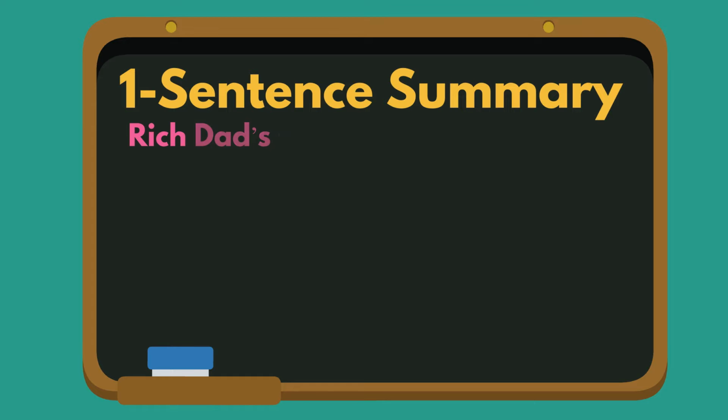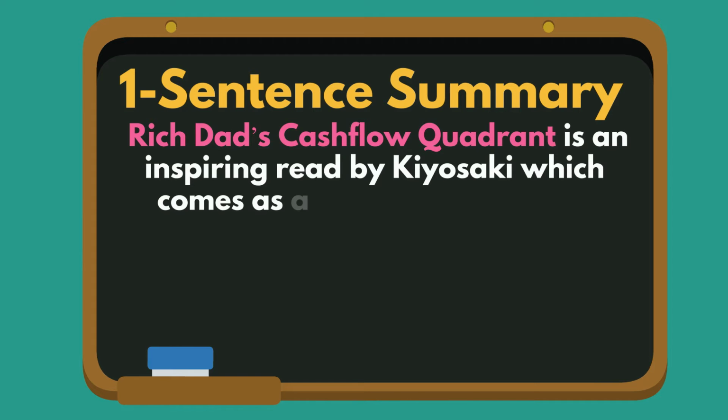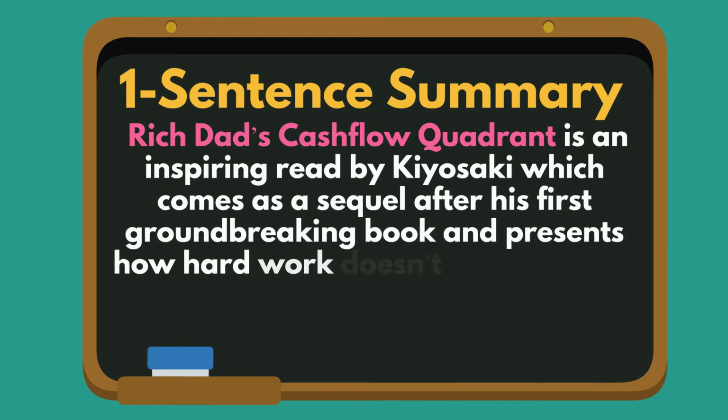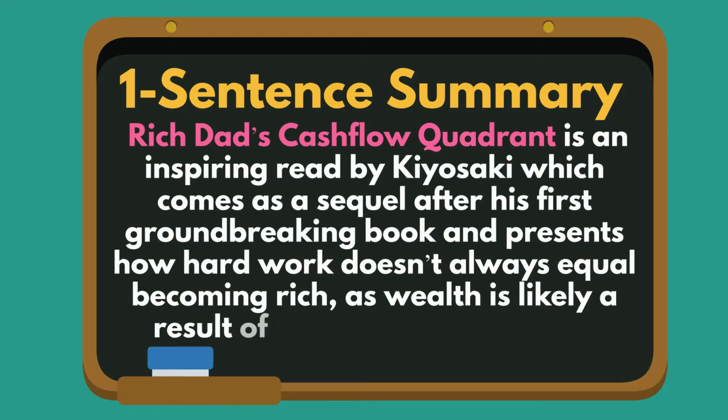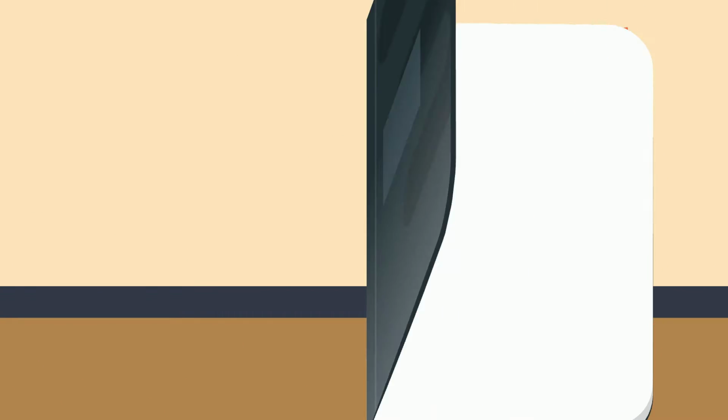One-sentence summary. Rich Dad's Cashflow Quadrant is an inspiring read by Kiyosaki, which comes as a sequel after his first groundbreaking book and presents how hard work doesn't always equal becoming rich, as wealth is likely a result of smart money decisions. Favorite quote from the author.